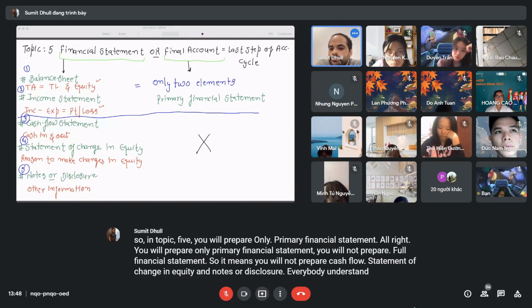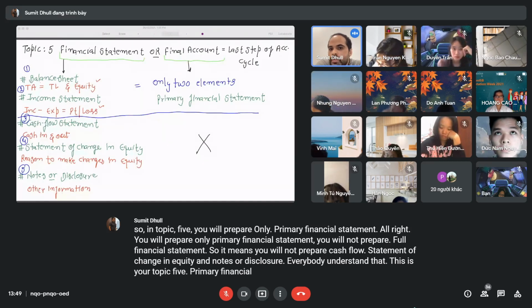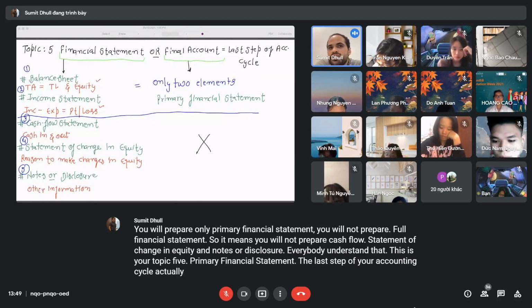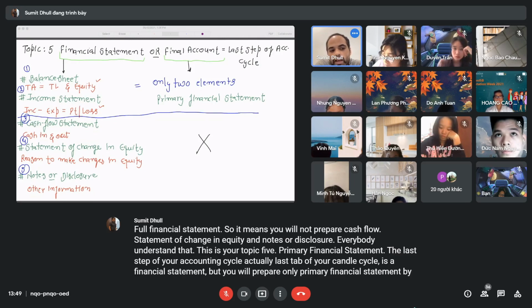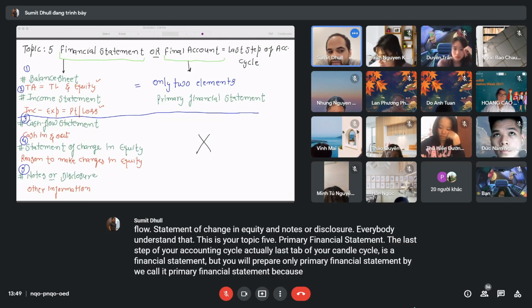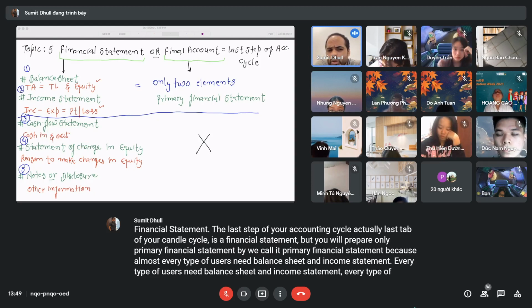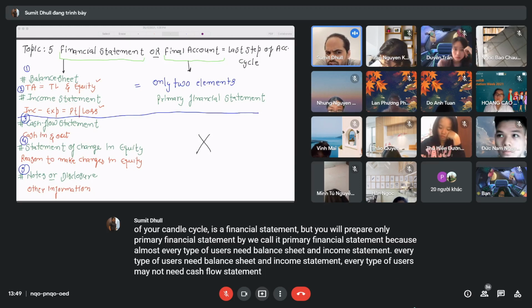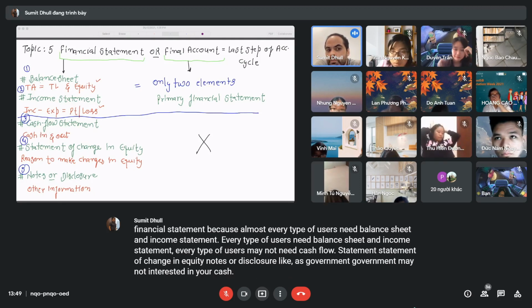Everybody understand that? This is your topic 5, primary financial statement, the last step of your accounting cycle. Actually, the last step of your accounting cycle is the financial statement, but you will prepare only the primary financial statement. Why do we call it primary? Because almost every type of user needs the balance sheet and income statement. Every type of user may not need cash flow statement, statement of change in equity, notes, or disclosure. For example, government may not be interested in your cash. Government is more interested in your profit.